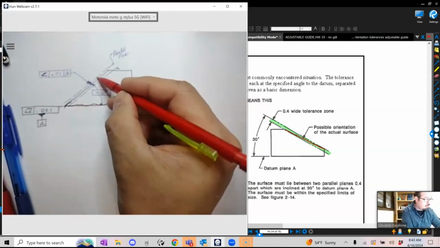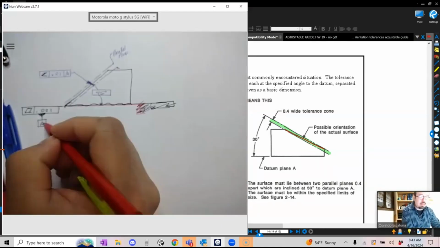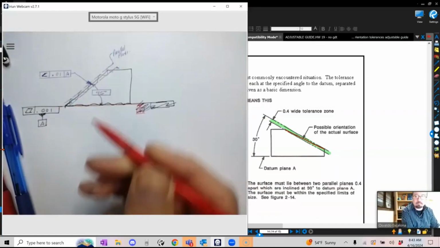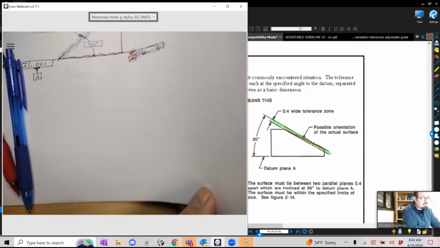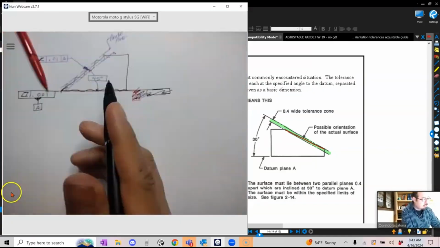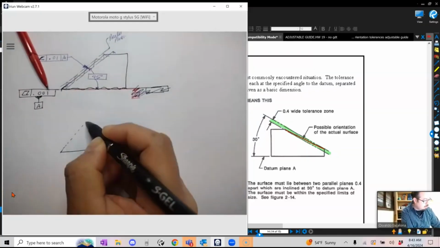So now I am controlling the form and the orientation. The form is because it has to live within it, the waviness, and also the orientation of the surface with respect to datum A, which is the bottom of the part. Again, my part will get to live somewhere here. Now, keep this in consideration. It's different when you guys are doing size tolerances, because size tolerance is something like this. You do size tolerance, and you put a size.